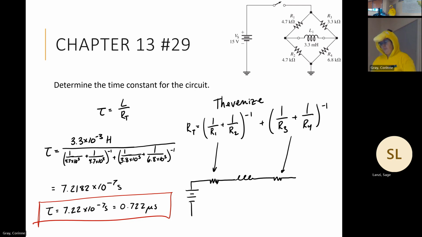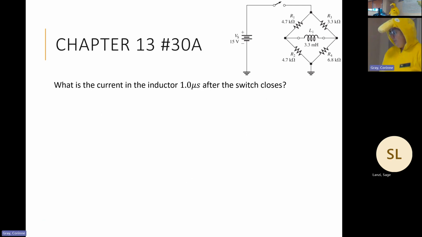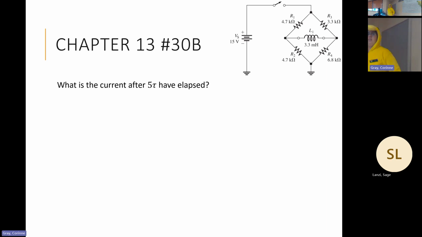All right. So we're gonna come back to this circuit here in a little bit because we will want to revisit it. So for 30A, we're finding the current in the inductor 1 microsecond after the switch closes. And for B, which I think is going to be easier to solve first in comparison to A, is what is the current after 5 tau has elapsed. So this is the total current value.